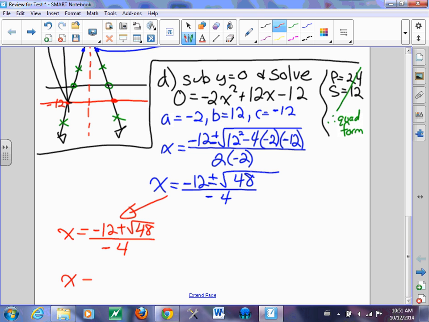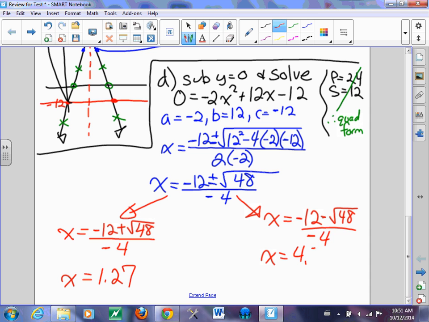Okay, plug that one in your calculator, ladies and gentlemen. You're going to get X equals 1.27. Next one, ladies and gentlemen, says, oh, sorry, the other root, folks. Sorry, I lost my train of thought there. That happens sometimes. So it's a negative 12 minus root 48. Plugged in your calculator, and you're going to get 4.73.